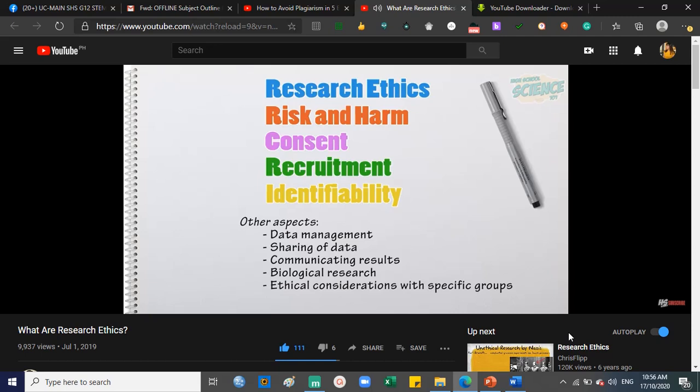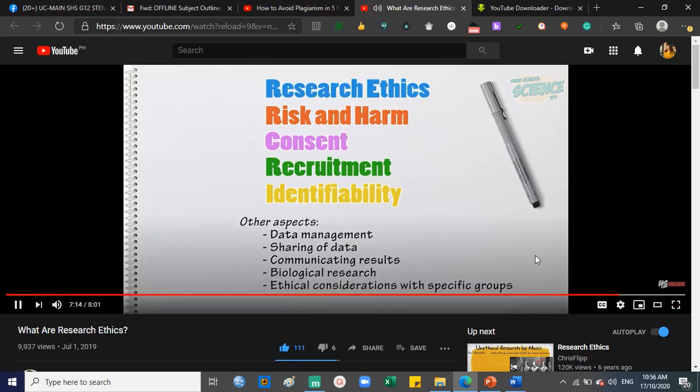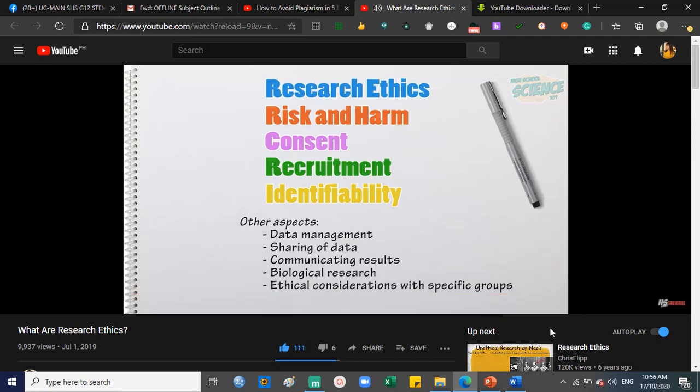These specific groups require special ethical considerations, and they include pregnant women, fetuses, children, people in dependent relationships, people who can't give consent due to their medical state, people with a mental impairment or disability, people involved in illegal activities, Indigenous people, and people in other countries.